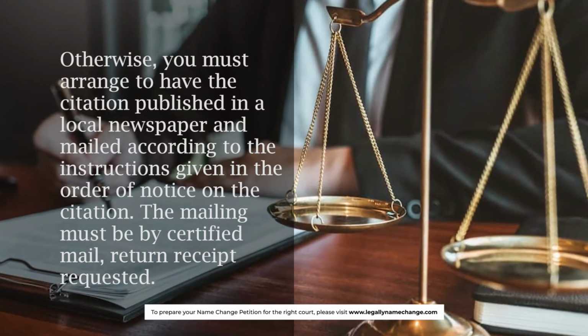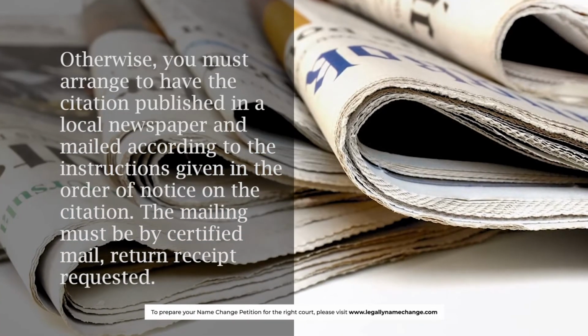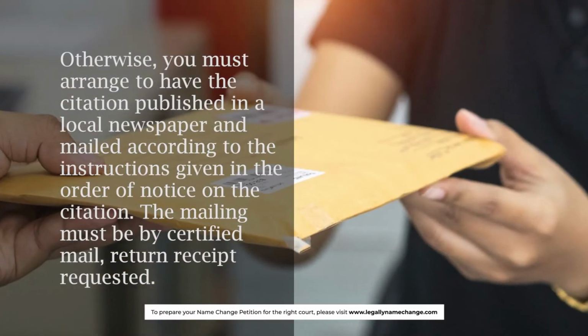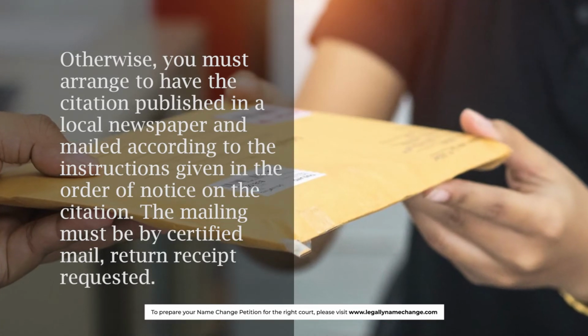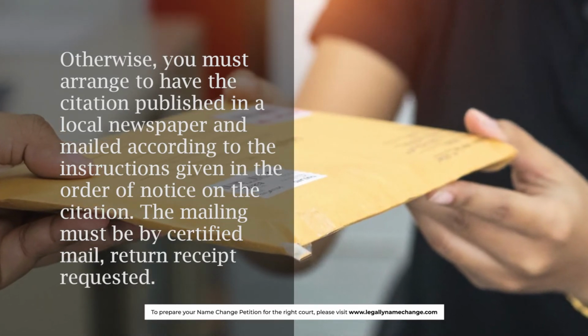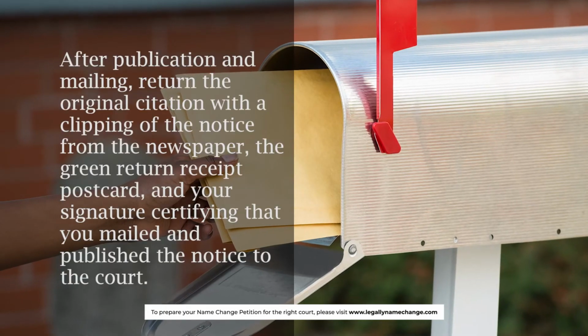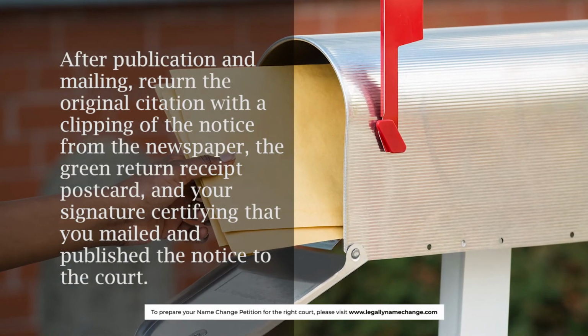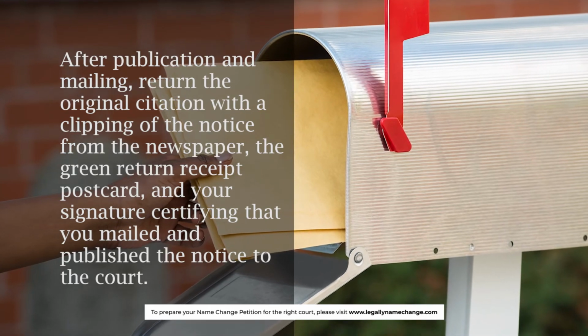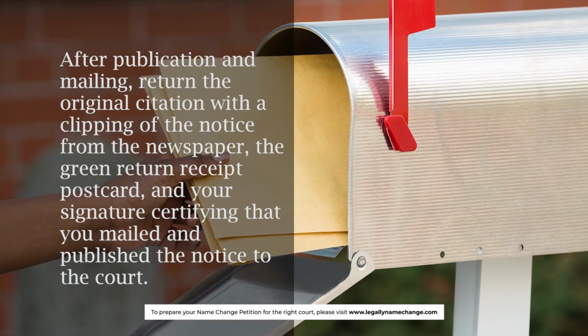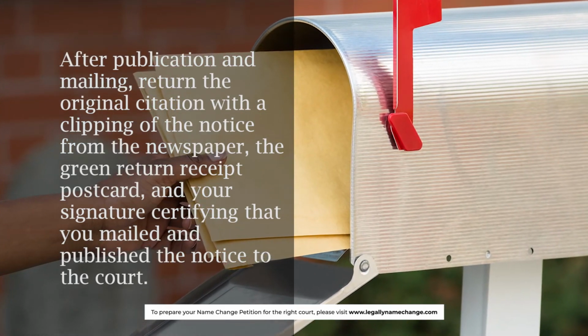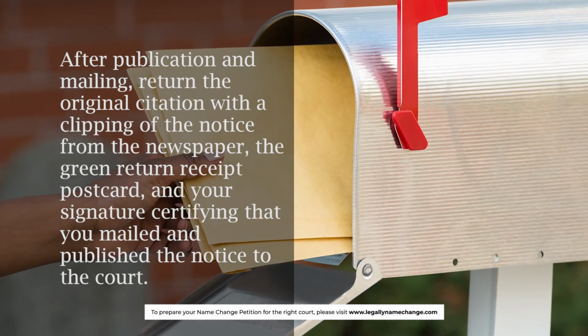Otherwise, you must arrange to have the citation published in a local newspaper and mailed according to the instructions given in the order of notice on the citation. The mailing must be by certified mail, return receipt requested. After publication and mailing, return the original citation with a clipping of the notice from the newspaper, the green return receipt postcard, and your signature certifying that you mailed and published the notice to the court.